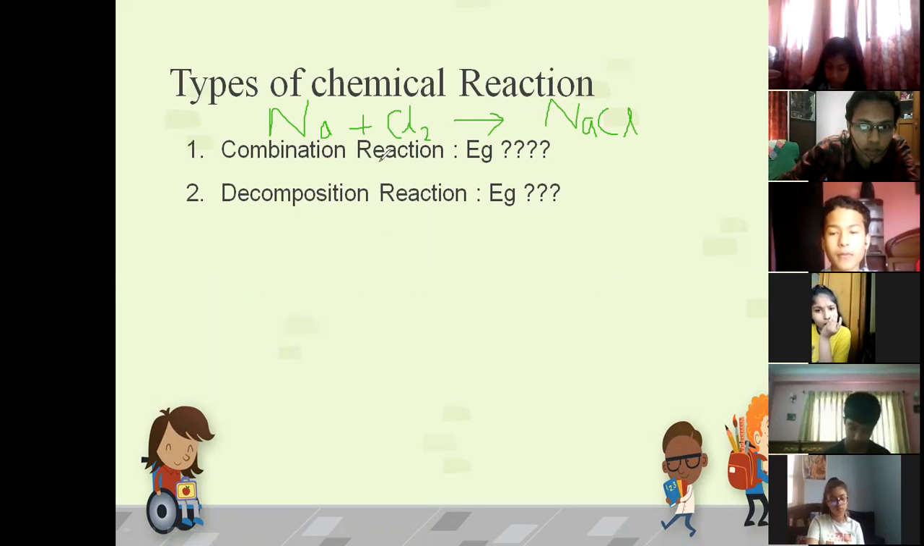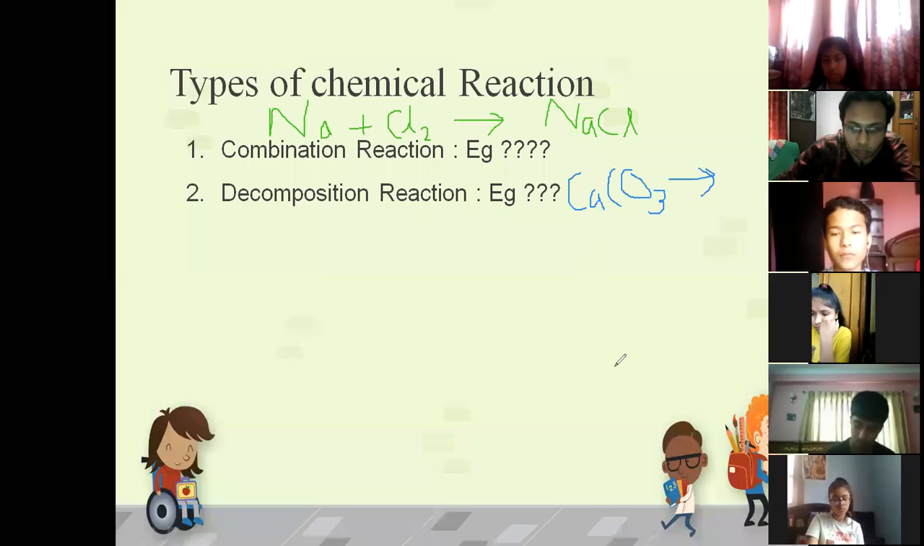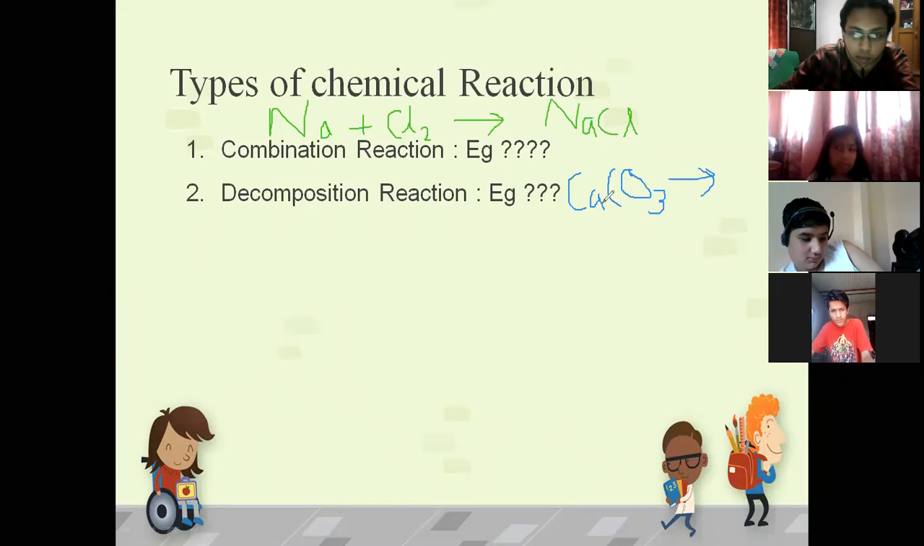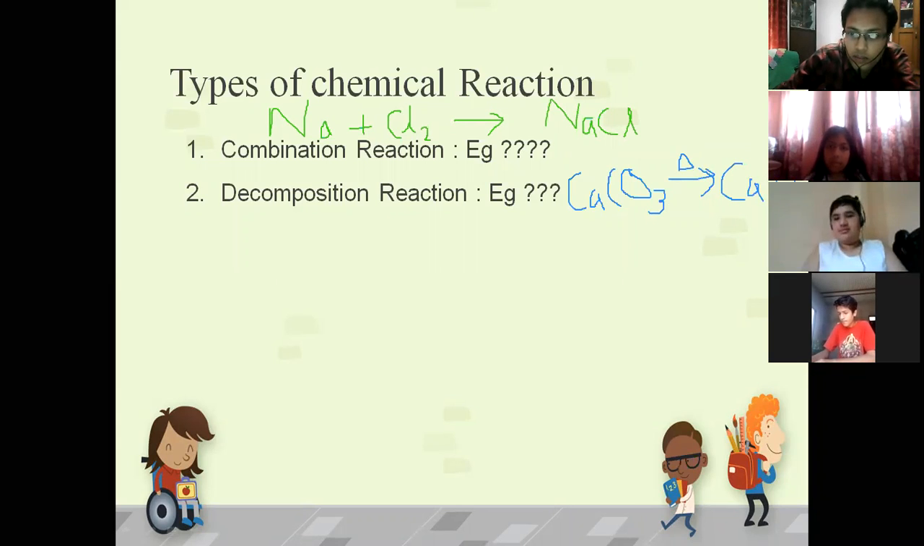Okay, let's take an example here. I'll be writing the example on this side. Let's take CaCO3. Brisa, what is the name of this compound? Calcium carbonate. Yes, calcium carbonate. If calcium carbonate is heated, then it forms calcium oxide and carbon dioxide.